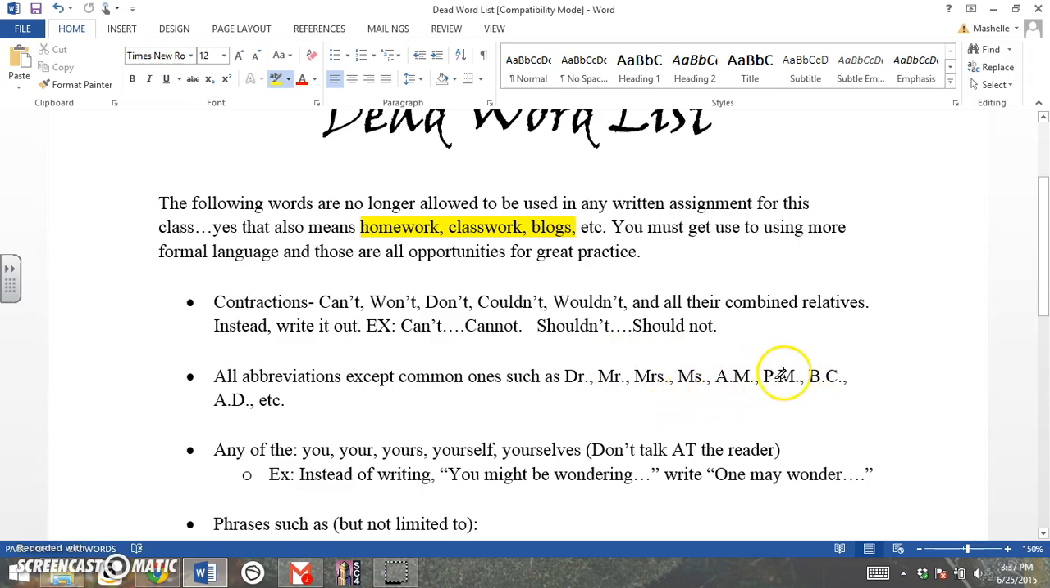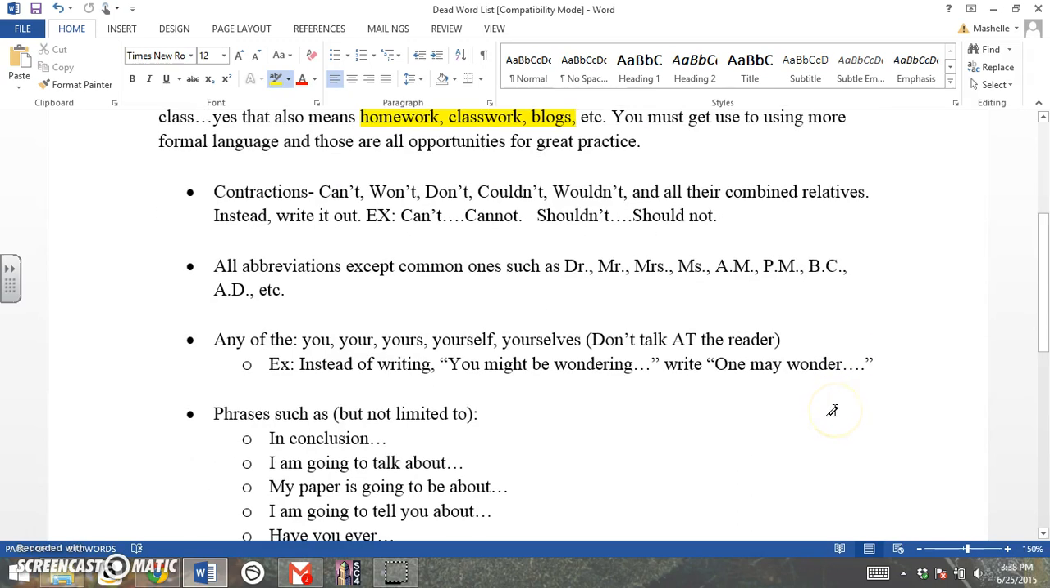AM and PM, notice they have the periods there. They are acronyms. You do use them for this idea of time, so you are allowed to use them, but remembering they have periods. If I don't see periods in them, then it counts as an abbreviation that you are not allowed to use. Then we have these ones for calendar issues, this idea of BC and AD. Those are also acceptable.